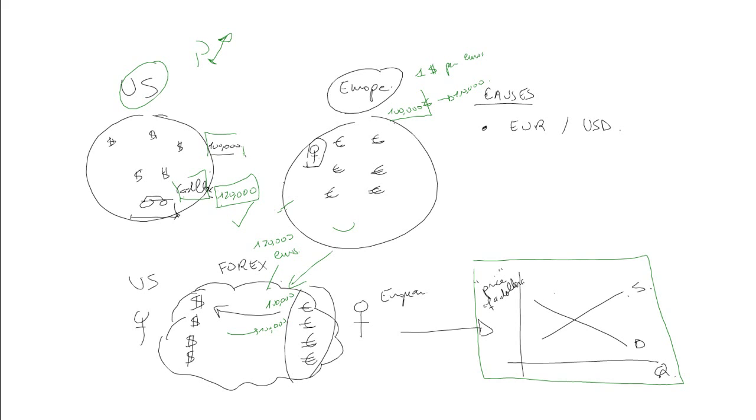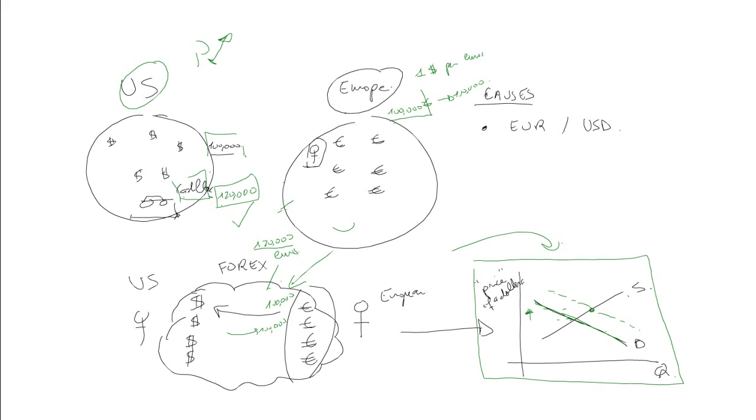Because the European is demanding more dollars on the forex market, if we go back to the supply and demand graph, demand was here before prices went up in the US. After prices went up, Europeans are asking for more dollars to buy the same goods. So the new demand curve is going to shift to the right, and the new equilibrium price, or exchange rate, for the dollar is going to be higher.